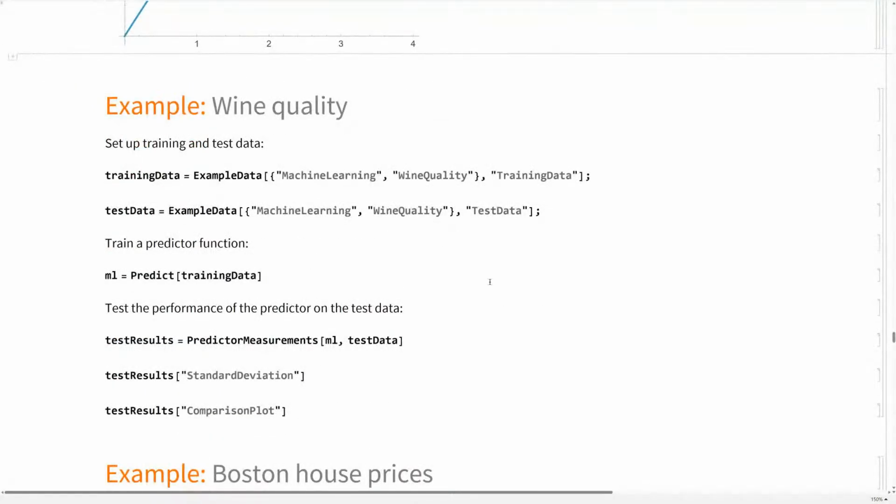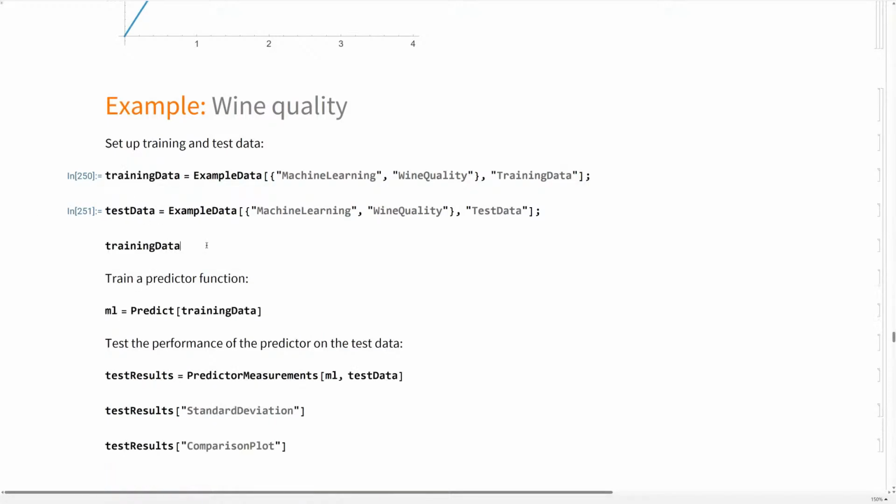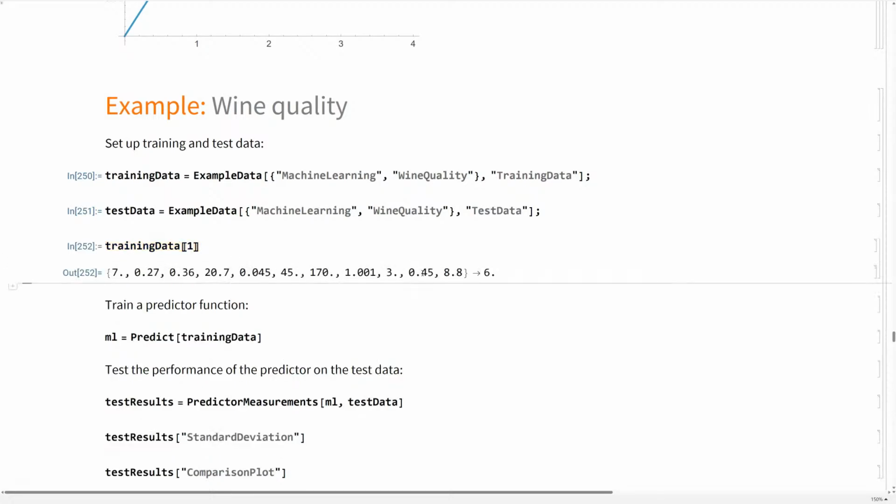Okay, the next example is the wine quality example. So here we're just getting some training data, testing data, and I believe the data looks like, let me see. Yeah, the data looks like, well, these are the percentages or the grams of some different chemicals, I think. And what we're predicting is the score of this one. If it's 6, it's more than okay, something like that.